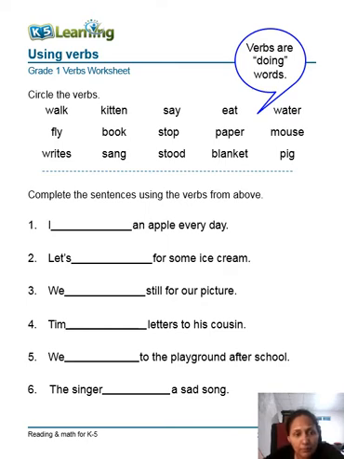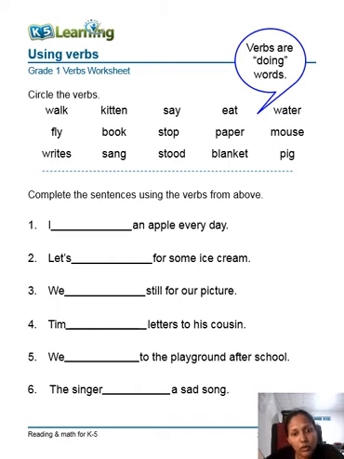Number 1. I blank an apple every day. What can you do with an apple? You can eat. So, I eat an apple every day. Number 2. Let's blank for some ice cream. Can we say let's walk for some ice cream? No, that's not matching. What about let's stop for some ice cream? When you are riding, you can say, now let's stop for some ice cream. That is correct.